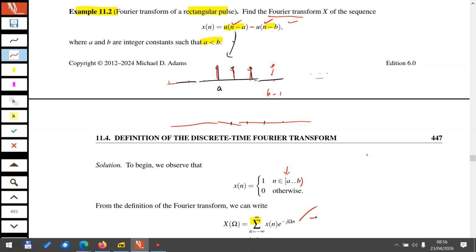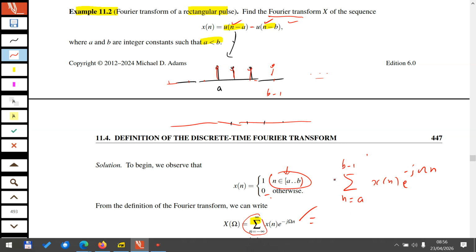The first thing we need to do is to check the limits. The limits will generally go from minus infinity to plus infinity, but here we know that the actual limits are only determined by this. It's 0 otherwise. So n goes from A to, what is the upper limit? B minus 1. So x of n times exponential minus j omega n. And now we need to deal with this thing.